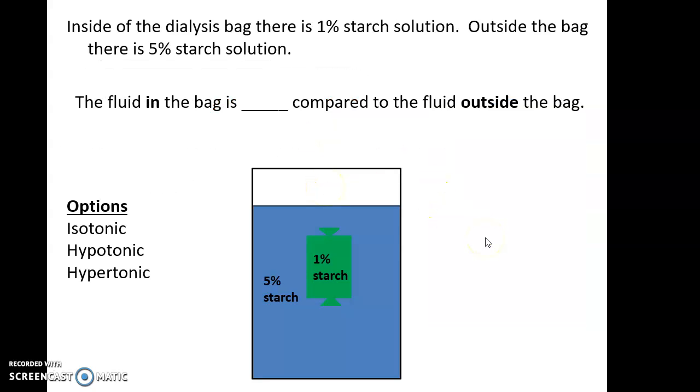All right, so here is a lovely example. We have a dialysis bag with 1% starch solution. It is placed in a beaker with 5% starch solution. So the fluid in the bag is what compared to the fluid outside? Here are your options.